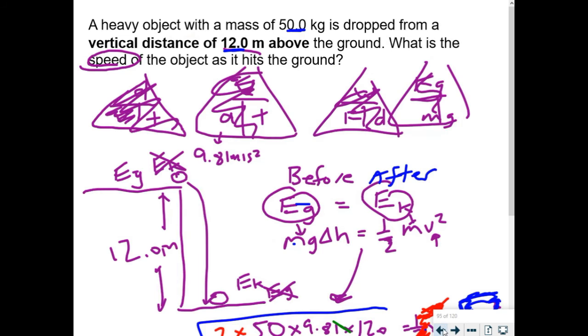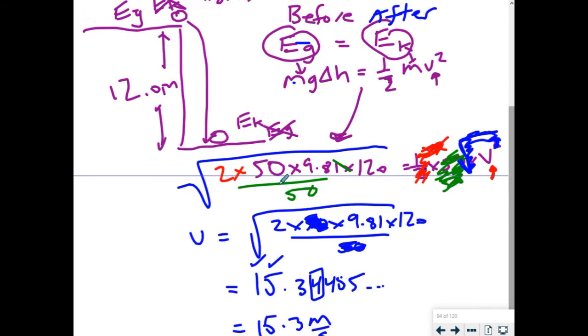Yeah, we didn't need to. Do you see how that 50 right here canceled in the previous question? So we could have just skipped it the entire time. We didn't need to worry about what that mass was.